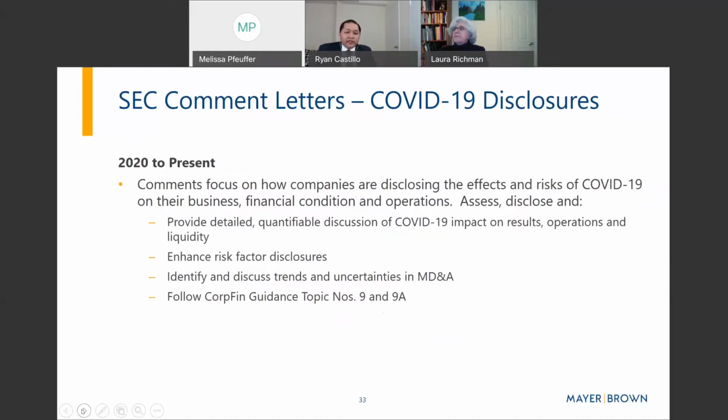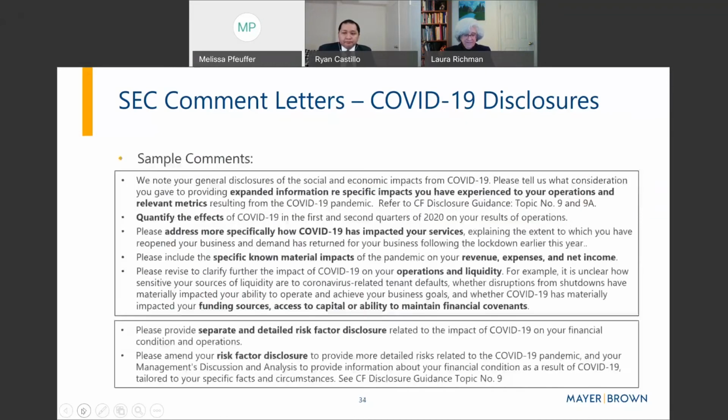Well, from 2020 to the present, the bulk of SEC comments focused on scrutinizing how companies disclose the effects and risks of COVID on their business, financial condition, and operations. Filers were asked to detail and quantify the impact of COVID on results, revenue, and liquidity, enhance risk factors, and identify trends and uncertainties in their MD&As. So the next few slides show some examples of these comments.